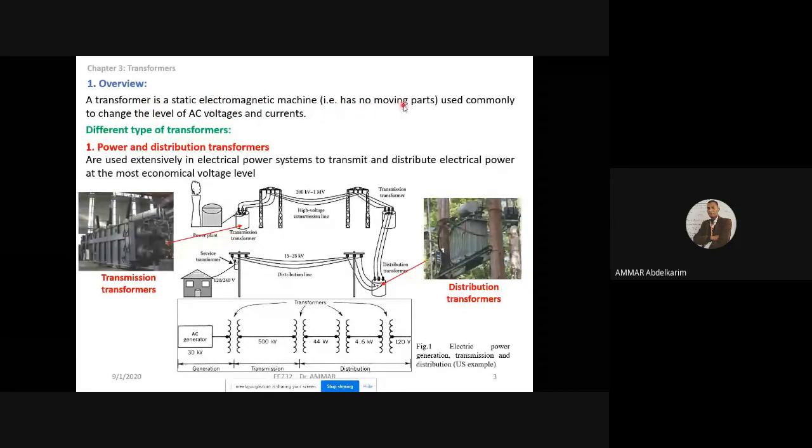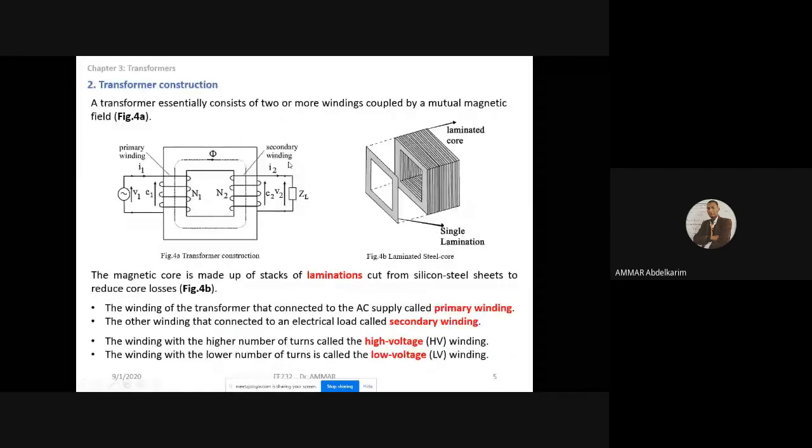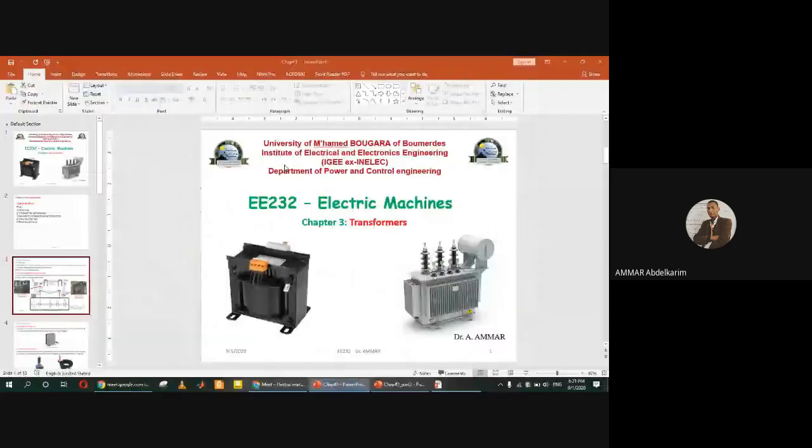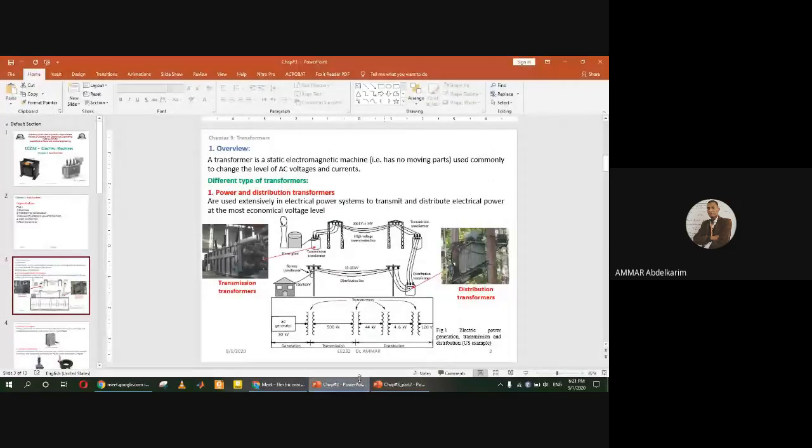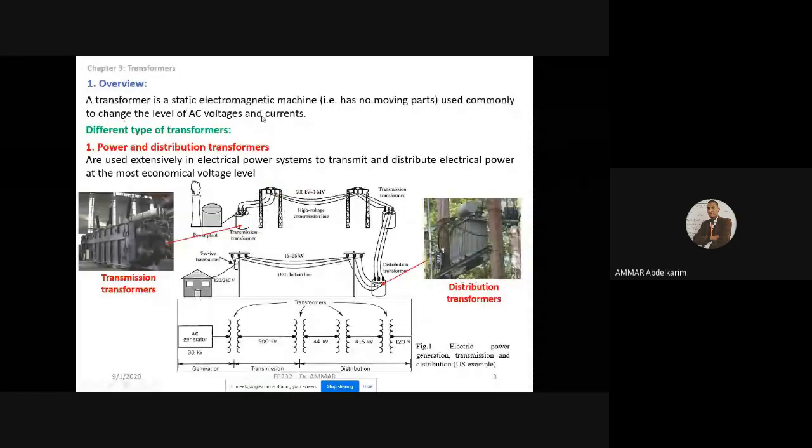A transformer is a static electromagnetic machine. It has no moving parts. We don't have a rotor. We use it commonly to change the level of AC voltages and currents. Okay, different types of transformer. We have, of course, different types of transformers. The transformers we care a lot about, of course, are the power transformers for distribution and transmission.